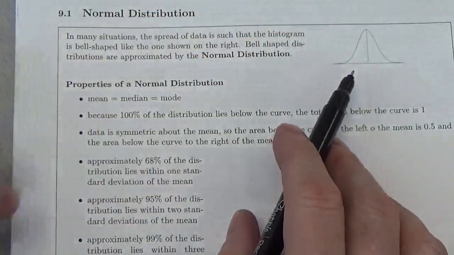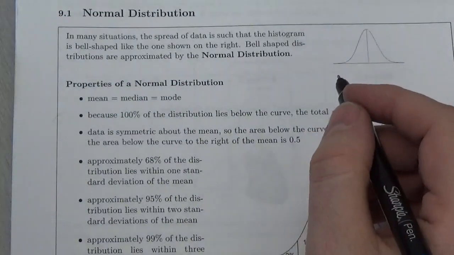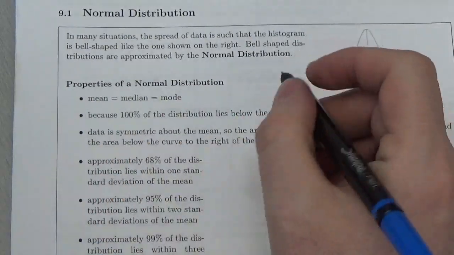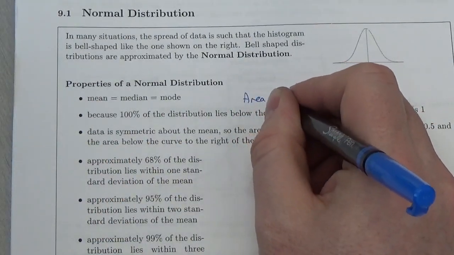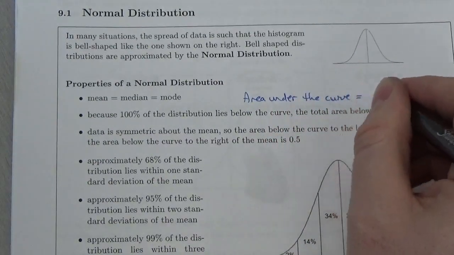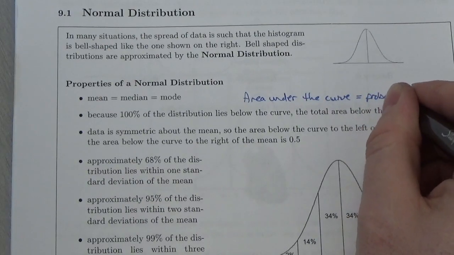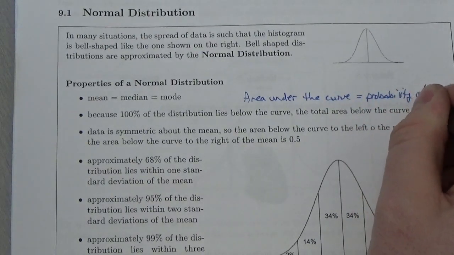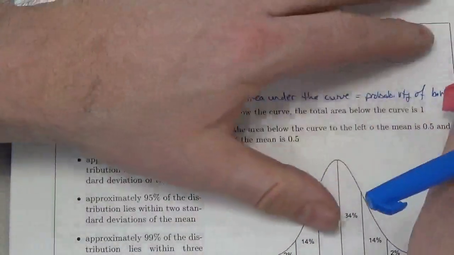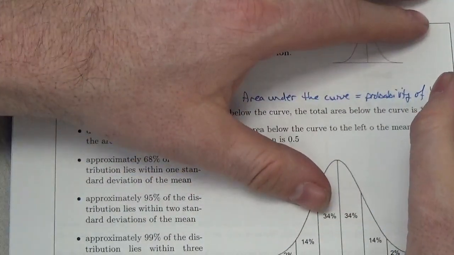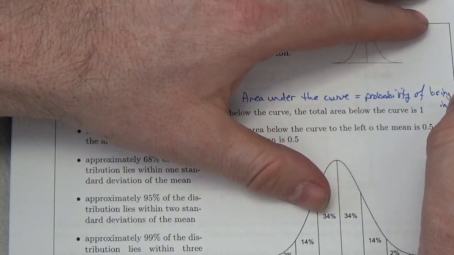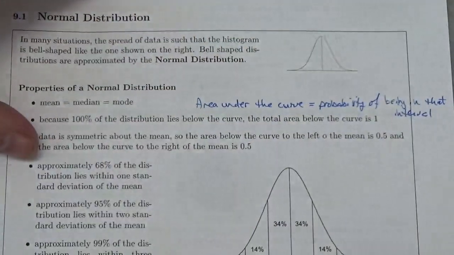It's a little complicated. We're not going to worry about that right now because we've got other tools for analyzing it. But it turns out that the area under the curve is equal to the probability of being in that interval.